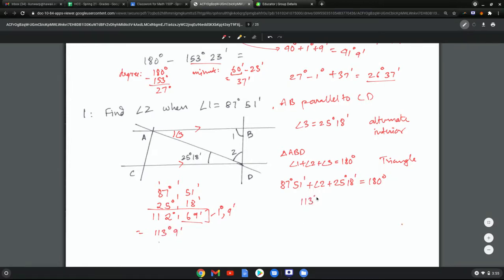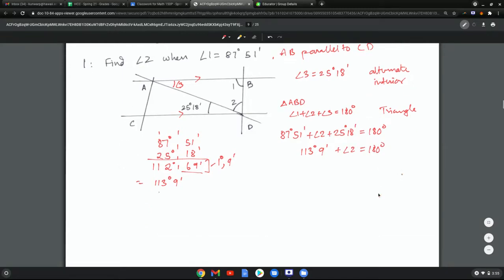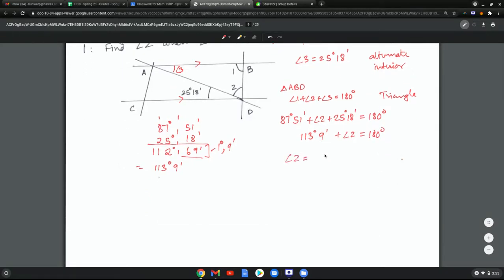So I have 113 degrees, 9 minutes plus angle 2 equals 180 degrees. This means angle 2 now equals 180 degrees minus 113 degrees 9 minutes. Again, for this subtraction, another way you can write 180 degrees would be 179 degrees 60 minutes, and you're subtracting 113 degrees and 9 minutes. Then you perform this subtraction. This is 51 minutes and this is 66 degrees. So angle 2 is 66 degrees 51 minutes.